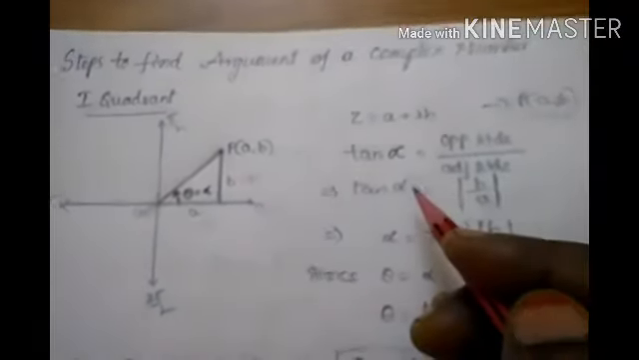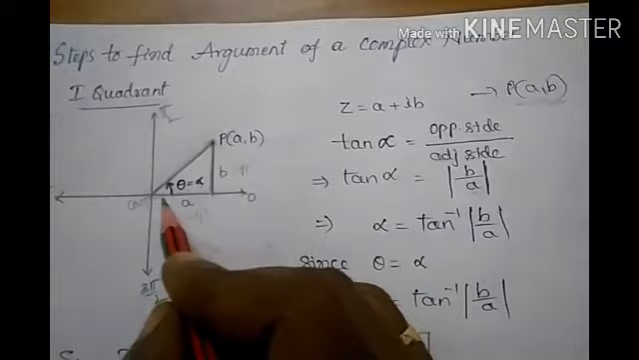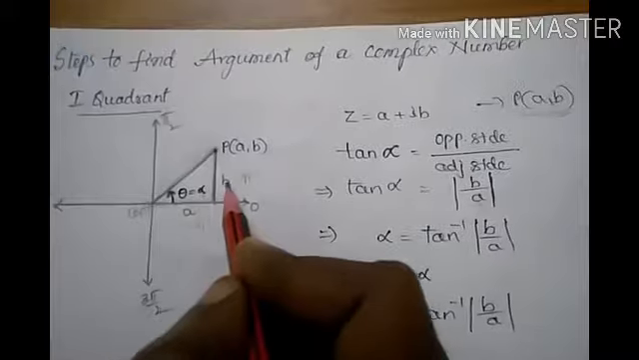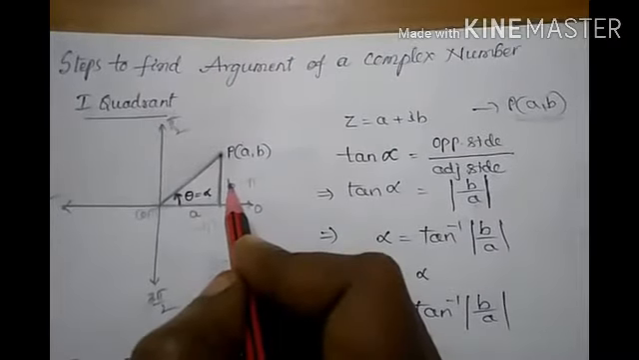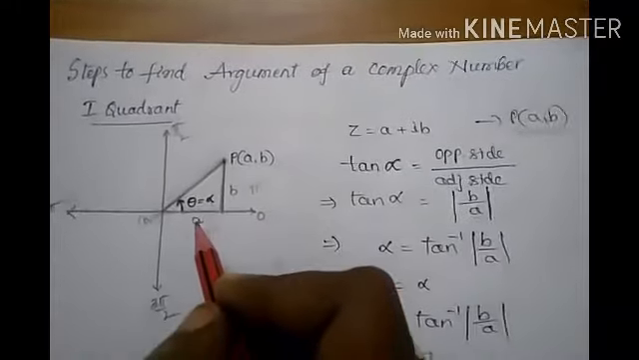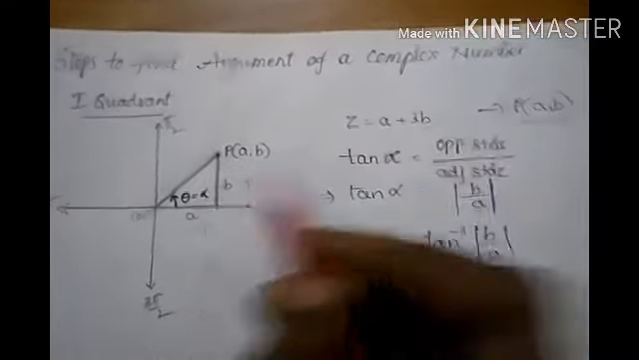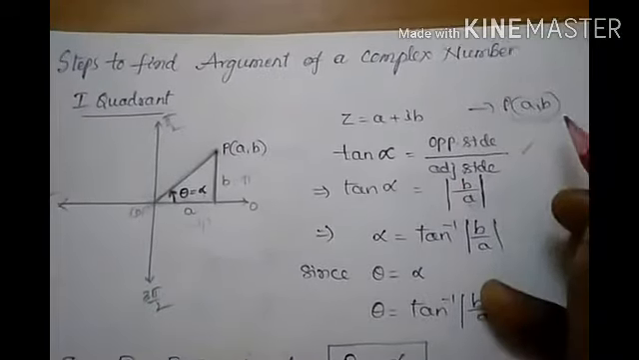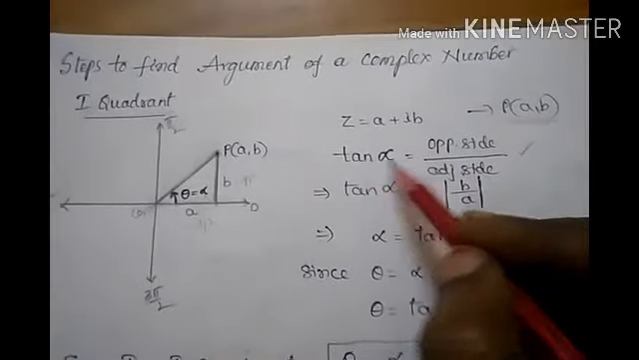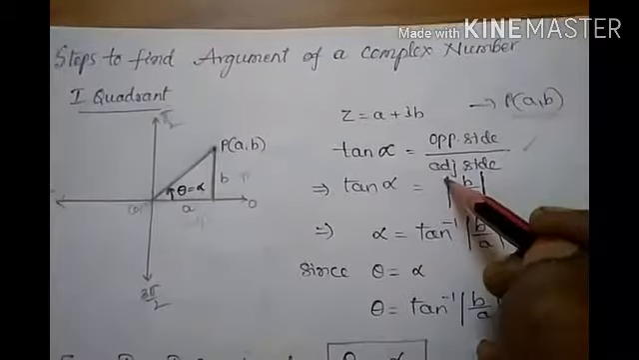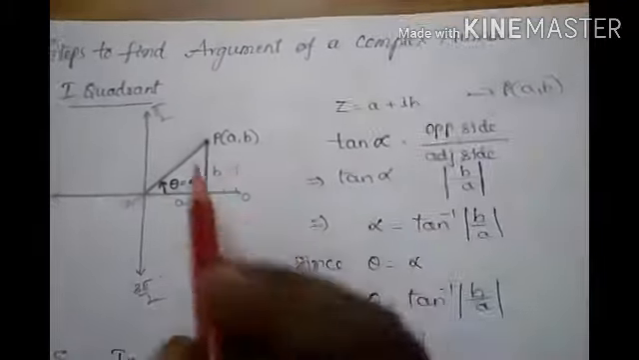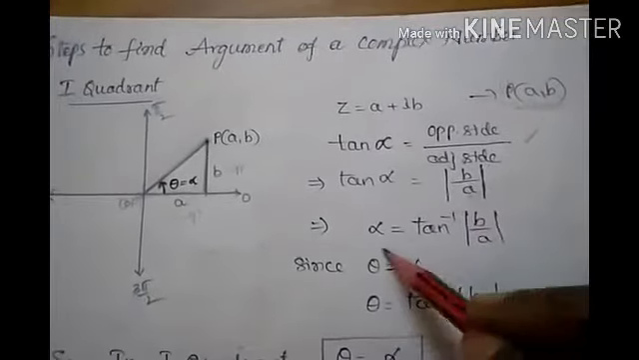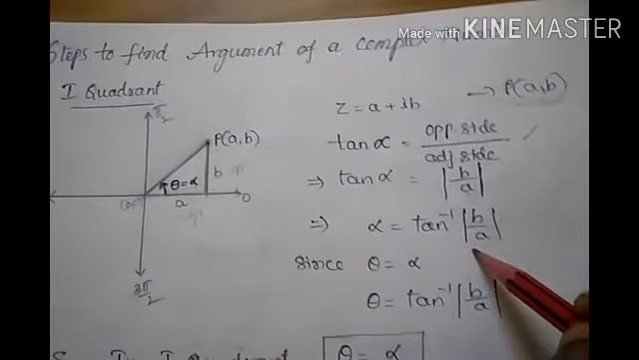So we can calculate alpha to find the argument of a complex number. Since you know the opposite side and the adjacent side, it is easy to find tan alpha. Tan alpha equals opposite side by adjacent side. We already know from your previous classes the ratio of tan alpha. Tan alpha equals modulus of b by a. The opposite side is b and the adjacent side is a. So tan alpha equals b by a, so alpha equals tan inverse of b by a.